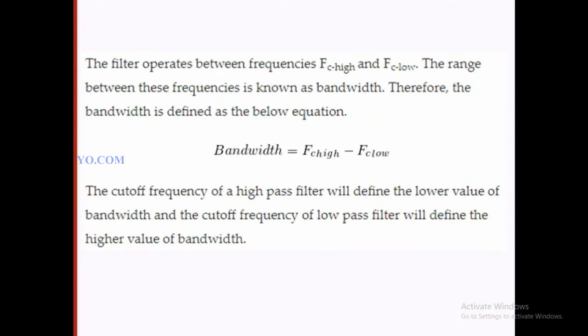Next we are going to calculate the bandwidth of a bandpass amplifier. The bandwidth is the difference between the higher cutoff frequency and the lower cutoff frequency. The cutoff frequency of the high pass filter will define the lower value of the bandwidth, and the cutoff frequency of the low pass filter will define the higher value of the bandwidth. Bandwidth is an important factor in the amplifier. If all the frequencies are passed through the amplifier or the filter, that is a wide bandwidth. If only some particular frequency is passed, that is a narrow bandwidth.